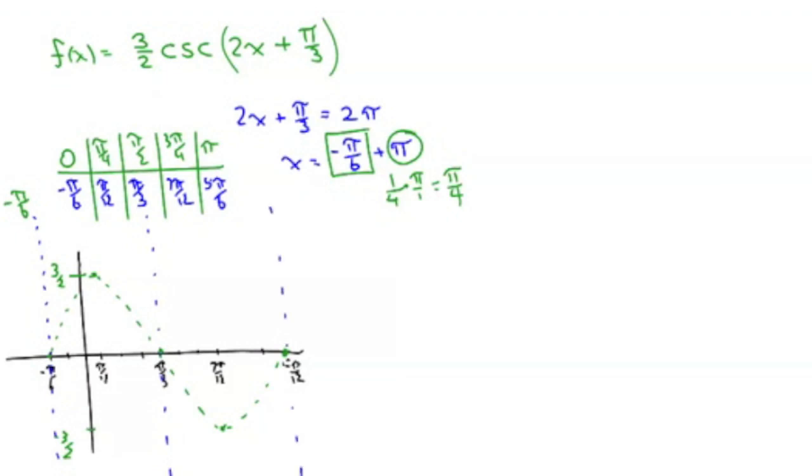It doesn't matter, because it's just a reciprocal of everything you see here. So it starts at 3 halves high, that's the amplitude, and then it goes up because it's positive, and down because it is negative. And there's your graph of 3 halves cosecant of 2x plus pi over 3. So if you can graph sine and cosine, you can graph secant and cosecant.